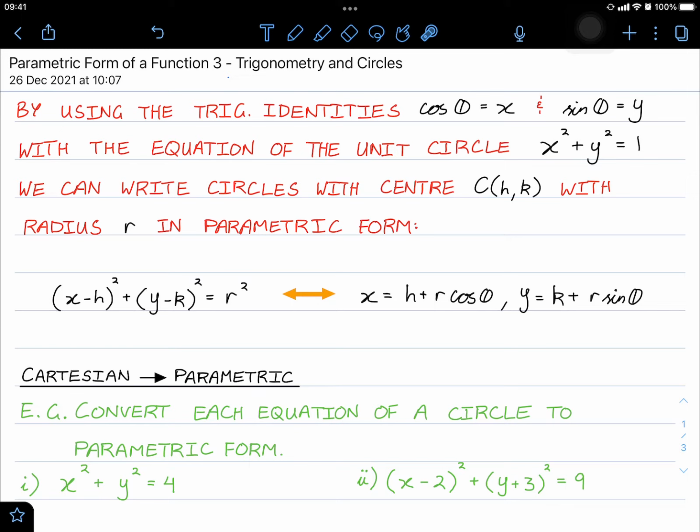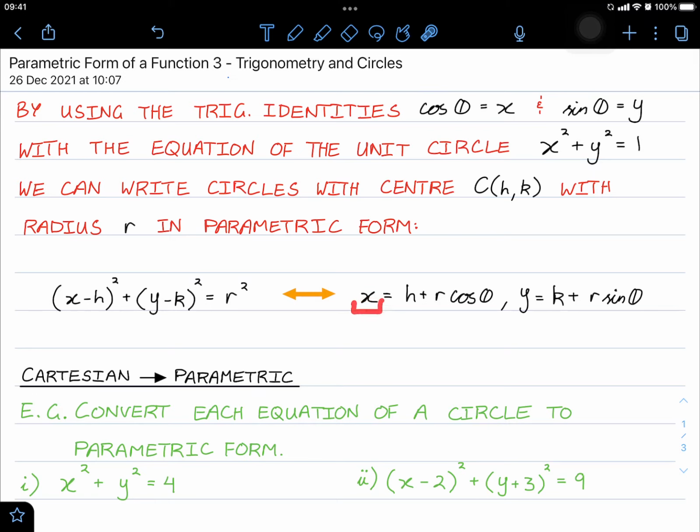In this video we'll be looking at trigonometry and circles. By using the trig identities cos theta equals x and sine theta equals y with the equation of a unit circle x squared plus y squared equals 1, we can write circles with any center (h, k) with any radius r in parametric form. So we're going to look at circles with any center h and k with any radius, and we're going to see how it converts into these two expressions for x and y in parametric form.